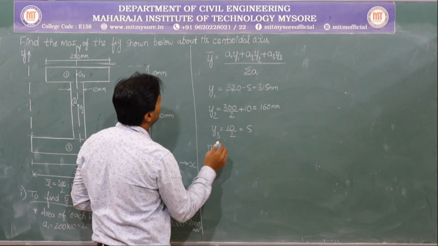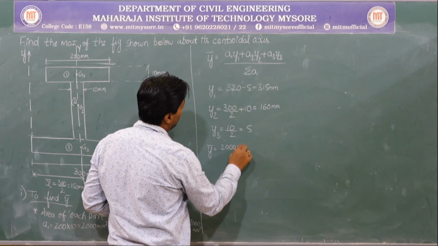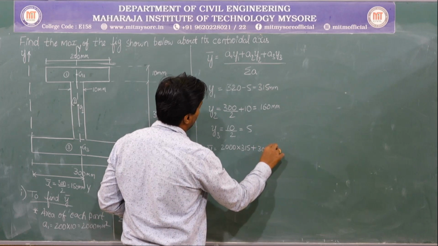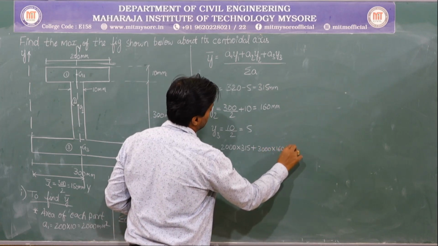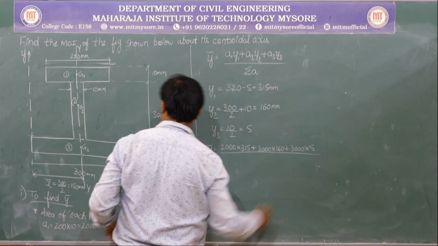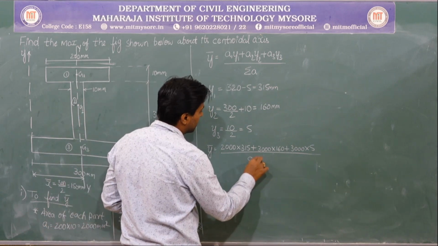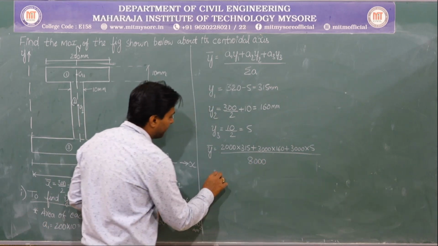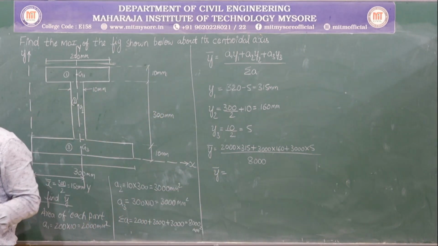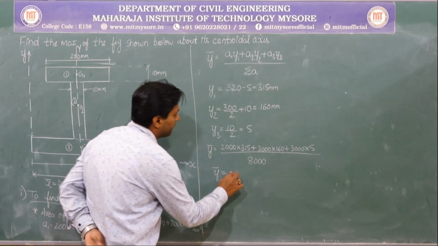So let me substitute back all these things in that. So y bar is equal to, what is A1? A1 is 2000 into y1 is 315, plus A2 is 3000 into y2 is 160, plus one more, A3 is 3000 into 5, divided by, what is sigma A? So sigma A is 8000 mm square. So after solving this, what is the value that we are getting? So y bar is equal to 140.62 mm.